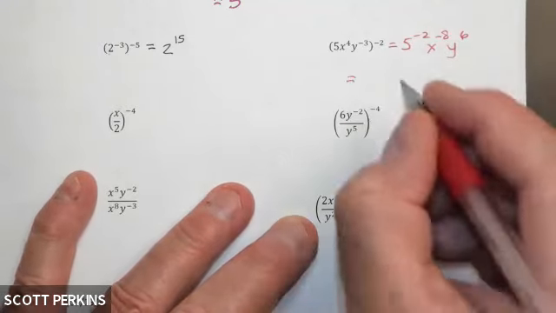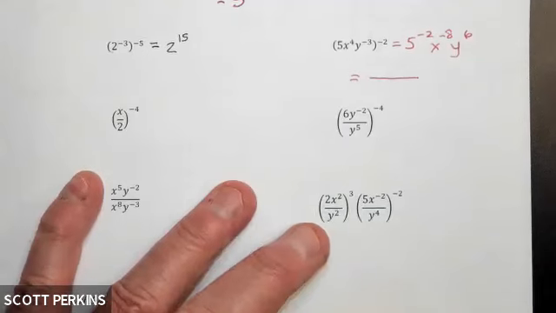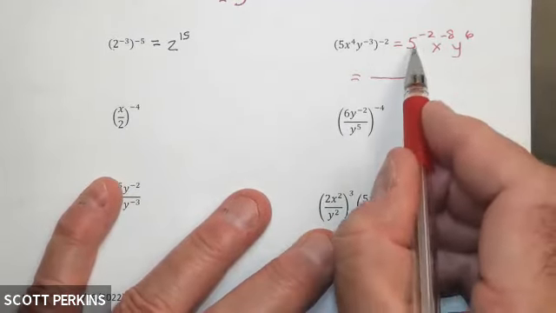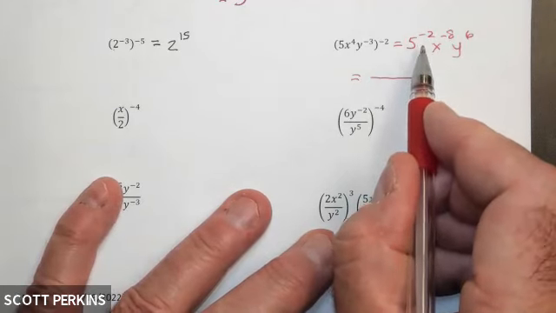Now what I'm going to do is I'm just going to draw a fraction bar because I see that I've got some negatives and I've got some positives, so I'm going to have to move stuff around. So first, the 5 to the negative 2, is that going to be in the numerator or the denominator?